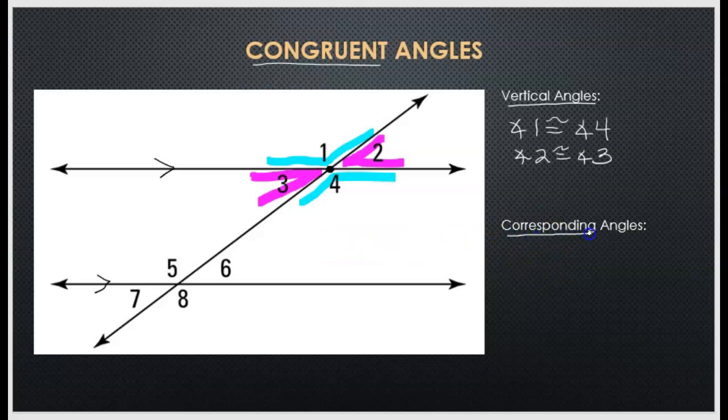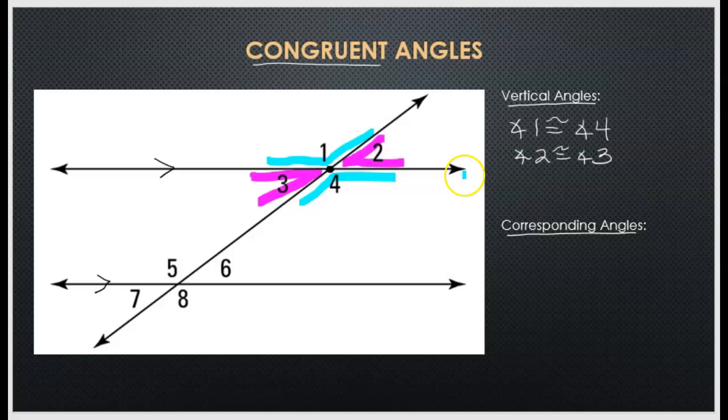But before we get to that, I want to jump to corresponding angles. It's a different definition, so it's a different angle relationship that we're going to be talking about. Although the result of that angle relationship is the same, corresponding angles are also congruent to one another.